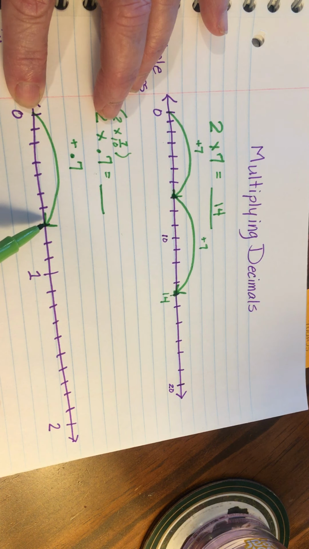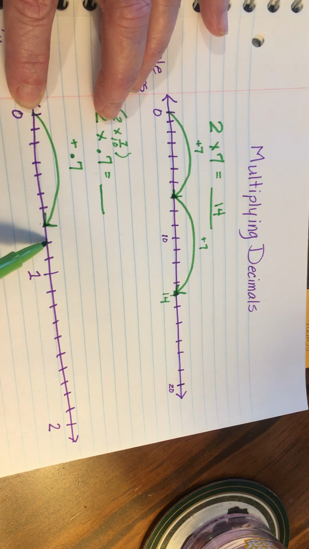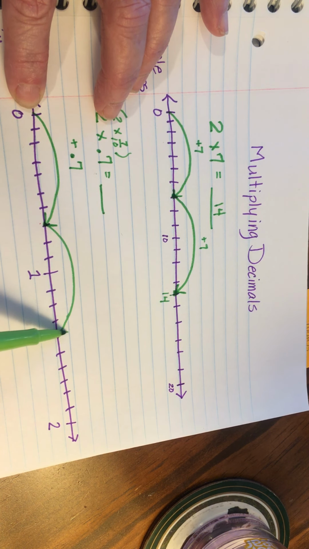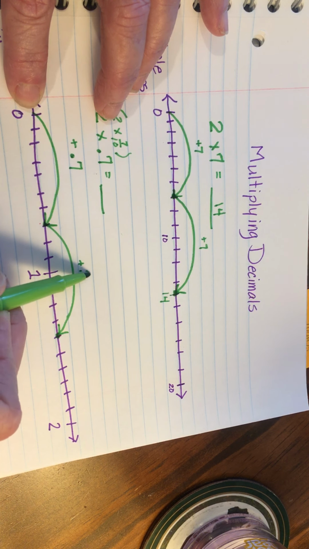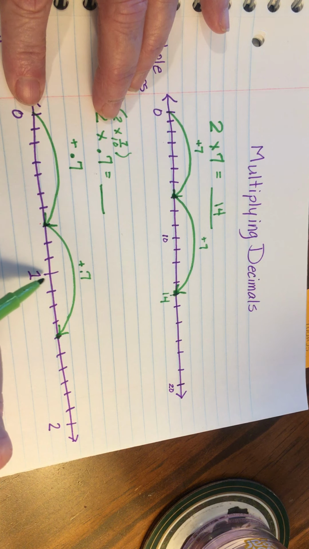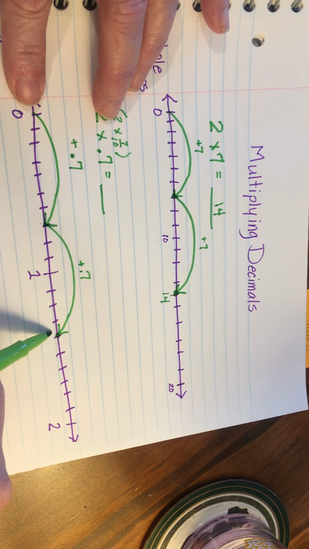Now I'm going to add another jump of 7/10. 1, 2, 3, 4/10, 5/10, 6/10, 7/10. And there I am right here. So that's another jump of 7/10. Where does that land us? Well, it's after one whole and 4 more tenths. So we are at 1 4/10.